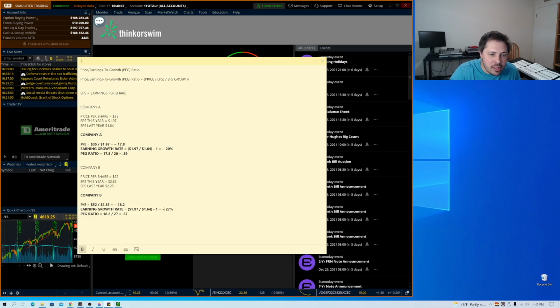And then to calculate that PEG ratio, we take that PE ratio, which is price divided by earnings per share, divided by that EPS growth, which would then give us 0.67 approximately. These are approximations, and that would indicate that both of these companies are undervalued.